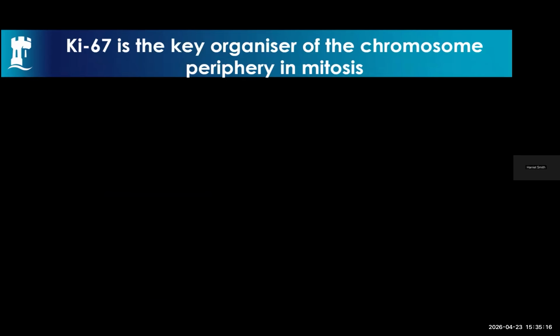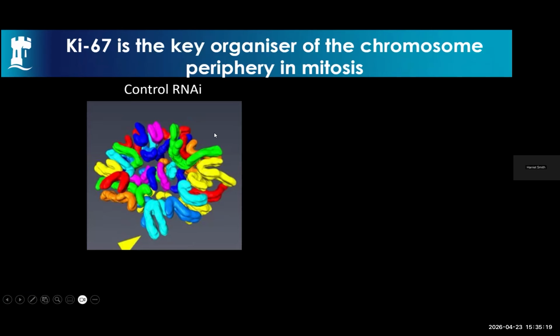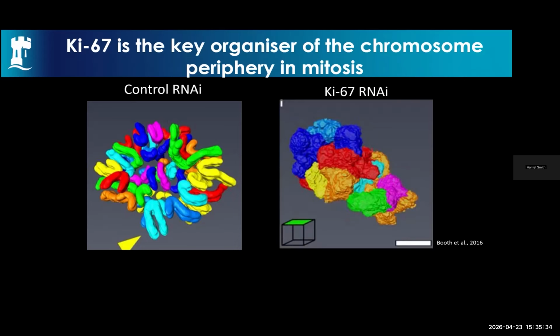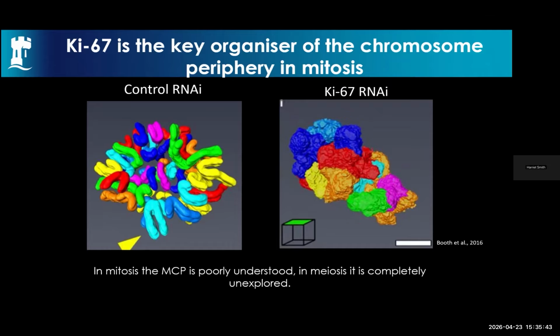In mitosis, if we look at some previous work that was done by my supervisor, you can see in these control cells, the chromosomes have this really nice clean structure that is exactly what you would expect during mitosis. When Ki67 is removed, that chromosome structure is altered and they start to form aggregates. You can see how this could potentially lead to issues with cellular division. In mitosis, the chromosome periphery is relatively poorly understood, but obviously there is lots of work happening to improve on this. In meiosis, which is what I am interested in, it's pretty much completely unexplored. So this was a really key area of my PhD project in particular.